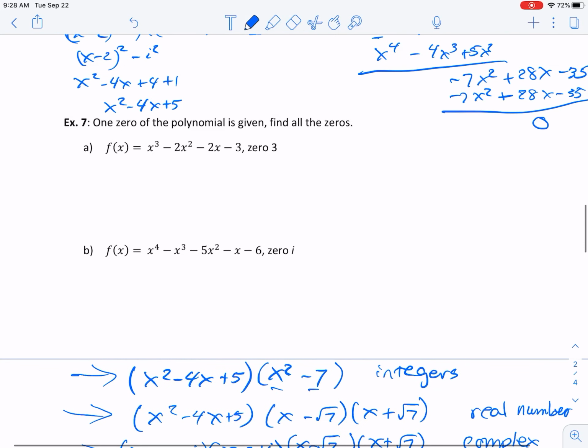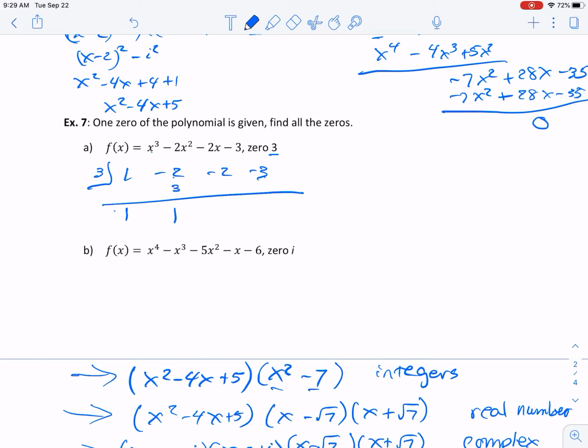All right, last example. One zero of a polynomial is given. Find all the zeros. Since it's just an integer, I can do synthetic division, which is easiest. Remember to put down your coefficients. Put in a 0 if you're missing something. All right, we've got descending order, x cubed, x squared, x and the constant. Bring down the 1. 3 times 1 is 3. Add and you get 1. 3 times 1 is 3. Add and you get 1. 3 times 1 is 3. And you get 0. Thank goodness, because they told us it was a zero.